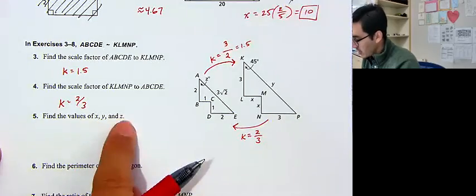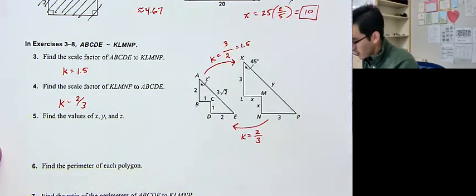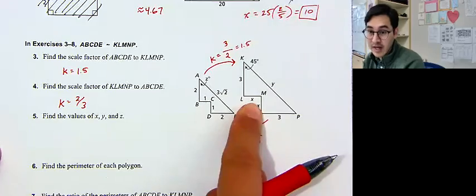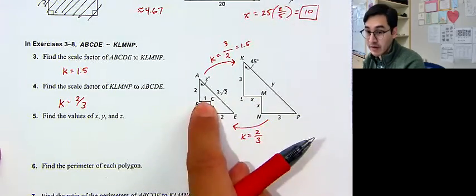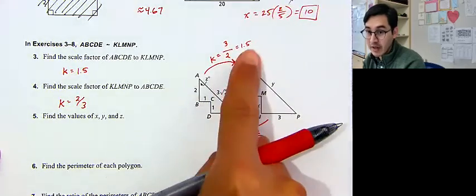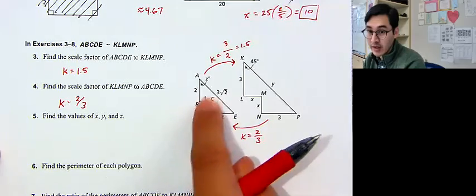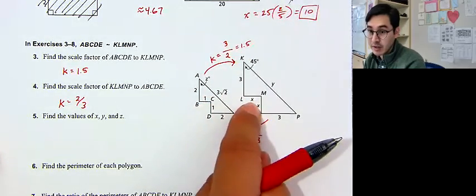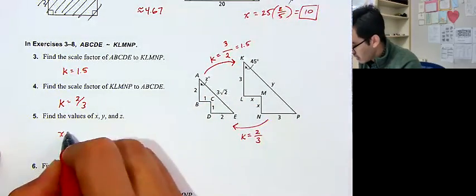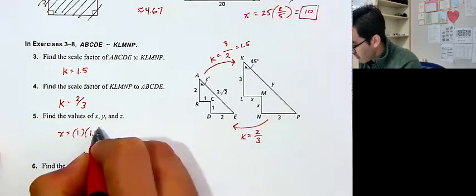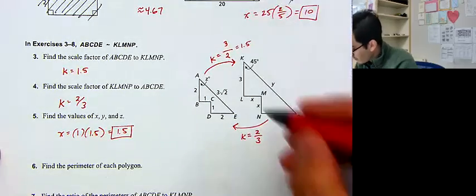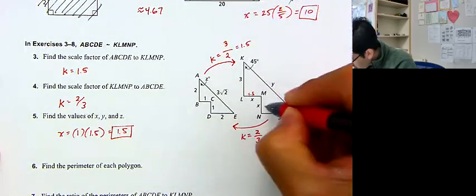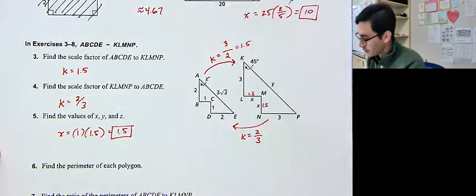Next, let's find the values of x, y, and z. x is a side length of the big figure, and I know that in the small figure, the corresponding measurement is 1. If I'm scaling up, I need to multiply by 1.5. So x is going to be 1 times the scale factor 1.5, so it's 1.5. Let's write it here, 1.5.